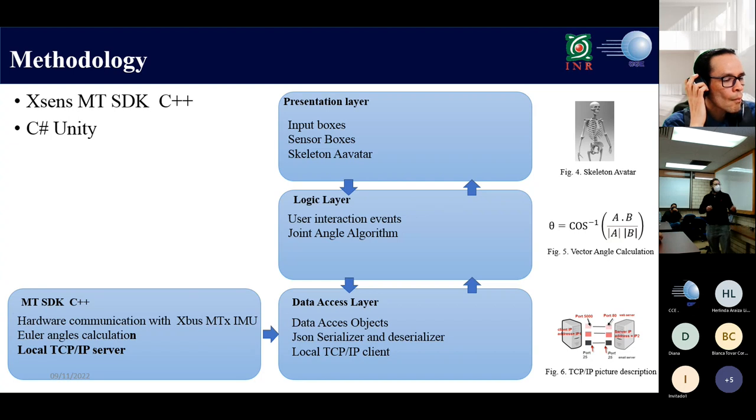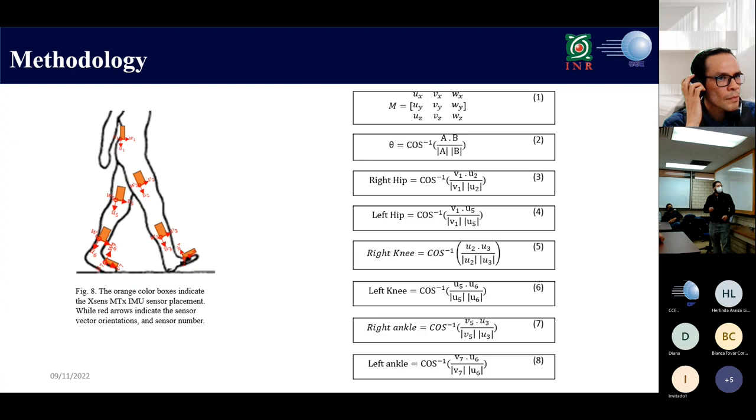This layer in the Unity system is a client, which is in TCP/IP, that communicates through a server to our software development kit that calculates the Euler angles of the inertial measurement units. So the inertial measurement units send the Euler angles, then we get the Euler angles, and then we calculate the joint angles on the sagittal plane so we can make the analysis.